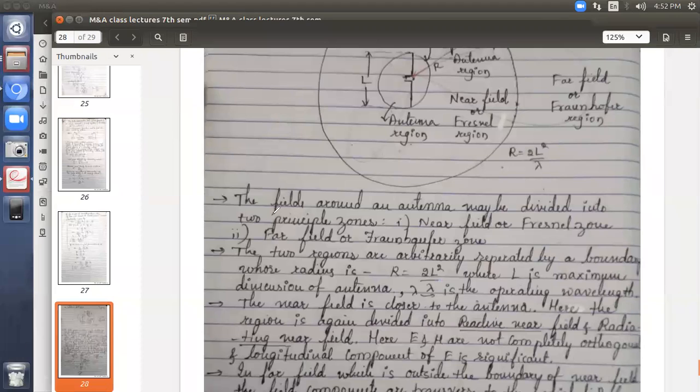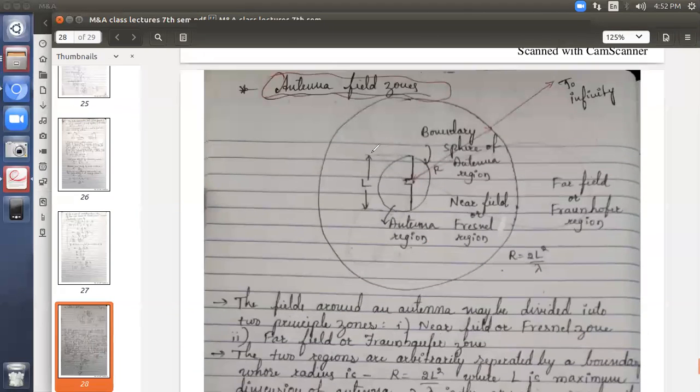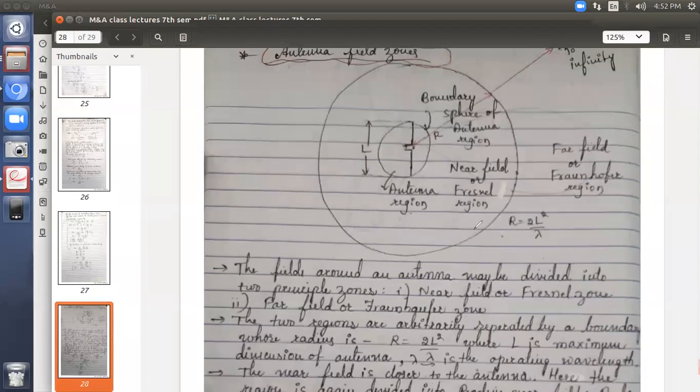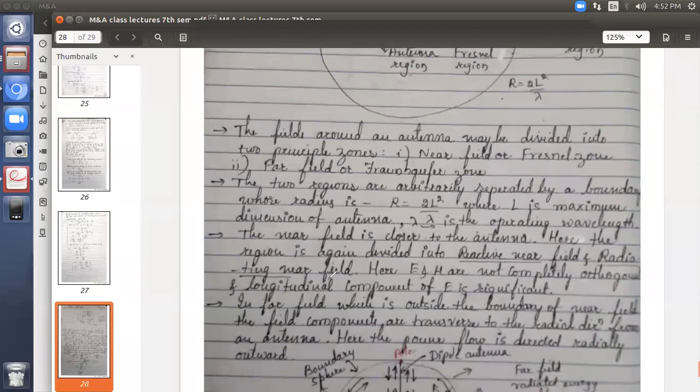Let me just read it out. The field surrounding the antenna may be divided into two zones: the near field, that is the Fresnel field, and the far field, the Fraunhofer field. These two regions are separated by the boundary. As I told you, outside the boundary we have the radius R of the sphere, and it is 2L squared by lambda. What is L? L is the maximum length, the dimension of the antenna considered, and lambda is the wavelength.